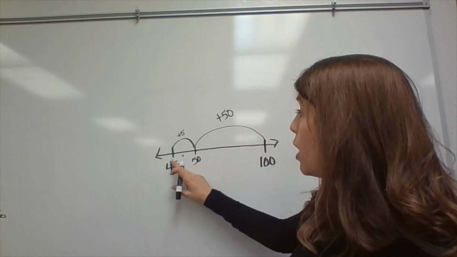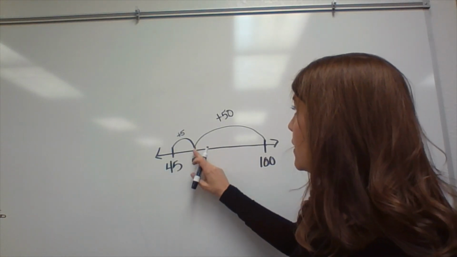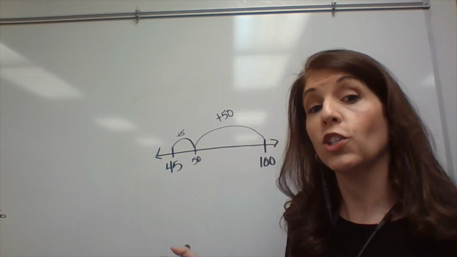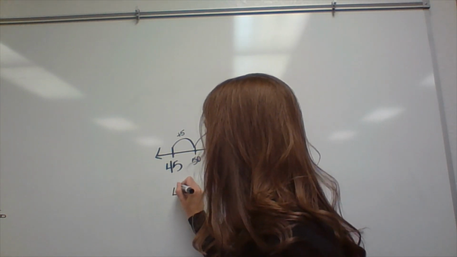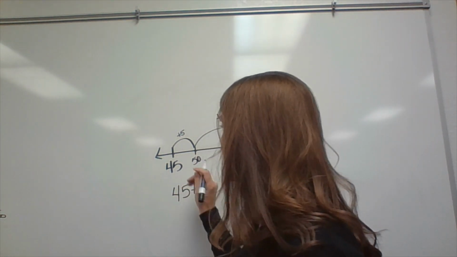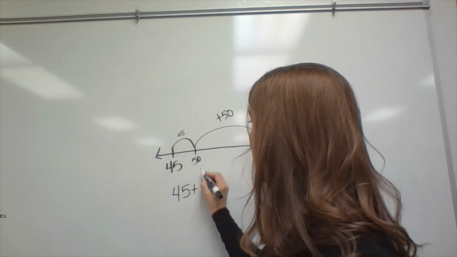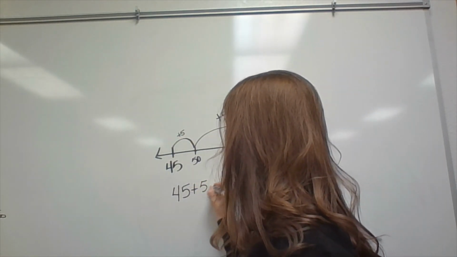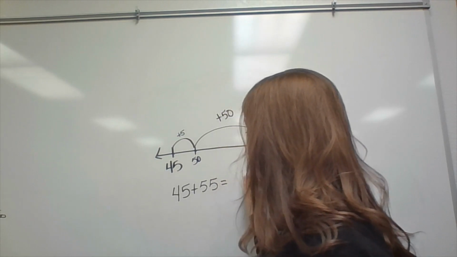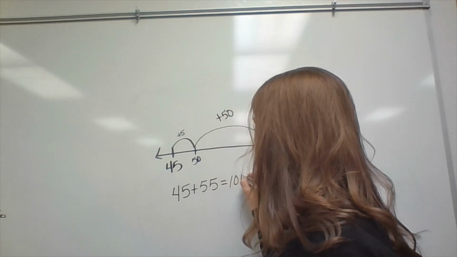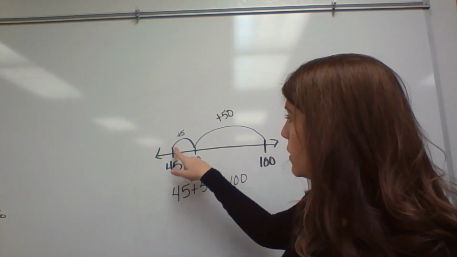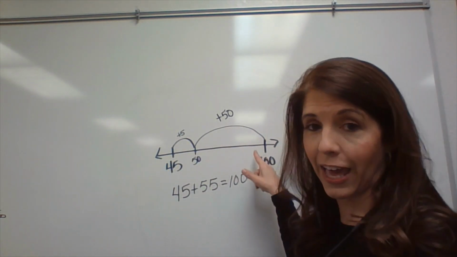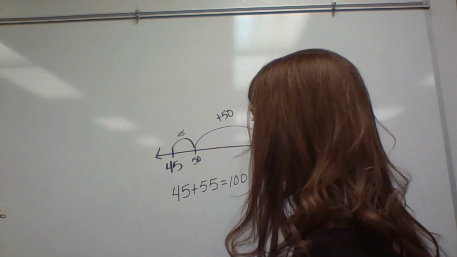So now I've got a hop of 5 to get to 50 and another hop of 50 to get to 100. So I could write an equation that looks like this. I could have an addend of 45 plus my hop for a second addend of 5 and 50, which is 55, and it equals my total, which is my sum, of 100. So 45 plus 55 equals 100. Here's where I started, this is what I hopped, and this is what I ended at. Okay, let's try another one.